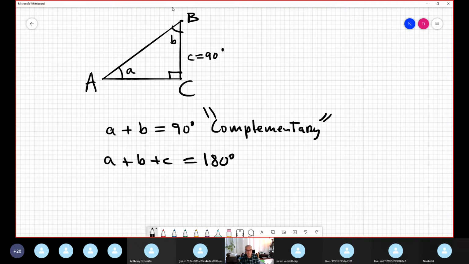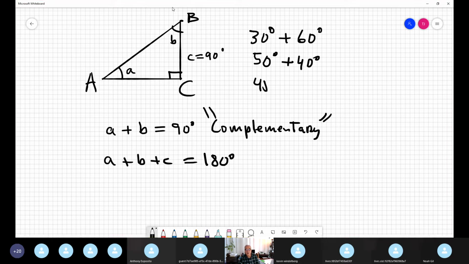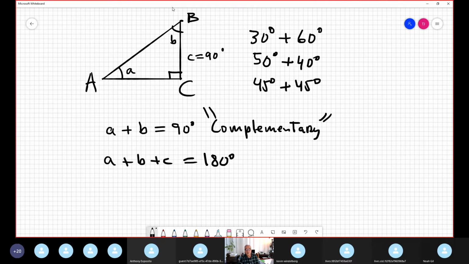Two angles are complementary when the sum is 90 degrees. Example of the complementary, 30 degrees plus 60 degrees. They are complementary. 50 degrees, 40 degrees. 45 degrees, 45 degrees. They are complementary. And supplementary, no. Supplementary is when the sum is equal to 180, but I don't want to touch this. Complementary is the most important now, when the sum of the angles is 90 degrees.